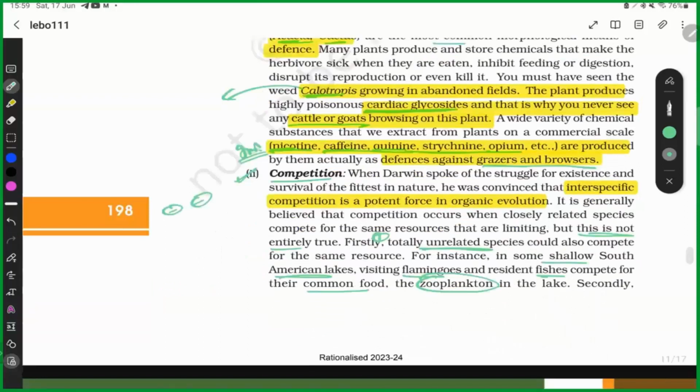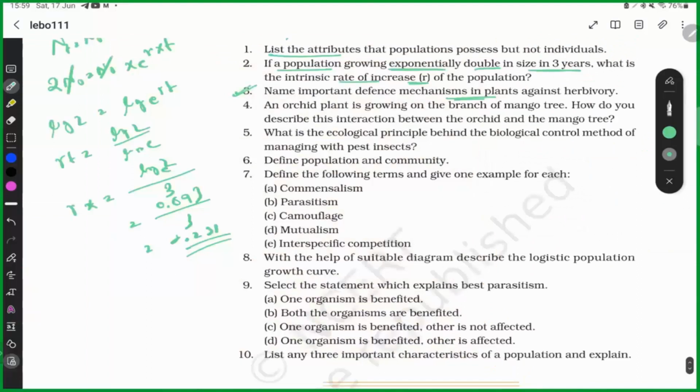An orchid plant is growing on the branch of a mango. Orchid is an epiphyte, an air plant, and it will take its nutrition from here. So it is positive for the orchid and zero for the mango, which is unaffected. What is the ecological principle behind the biological control method of pest insects? Predation.